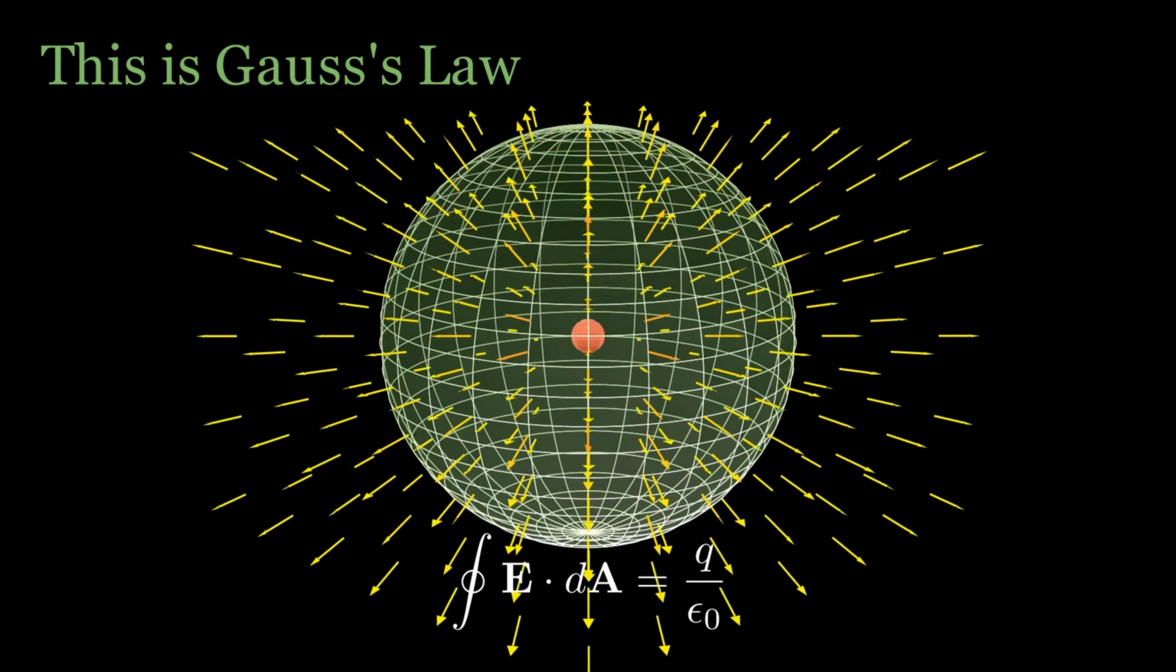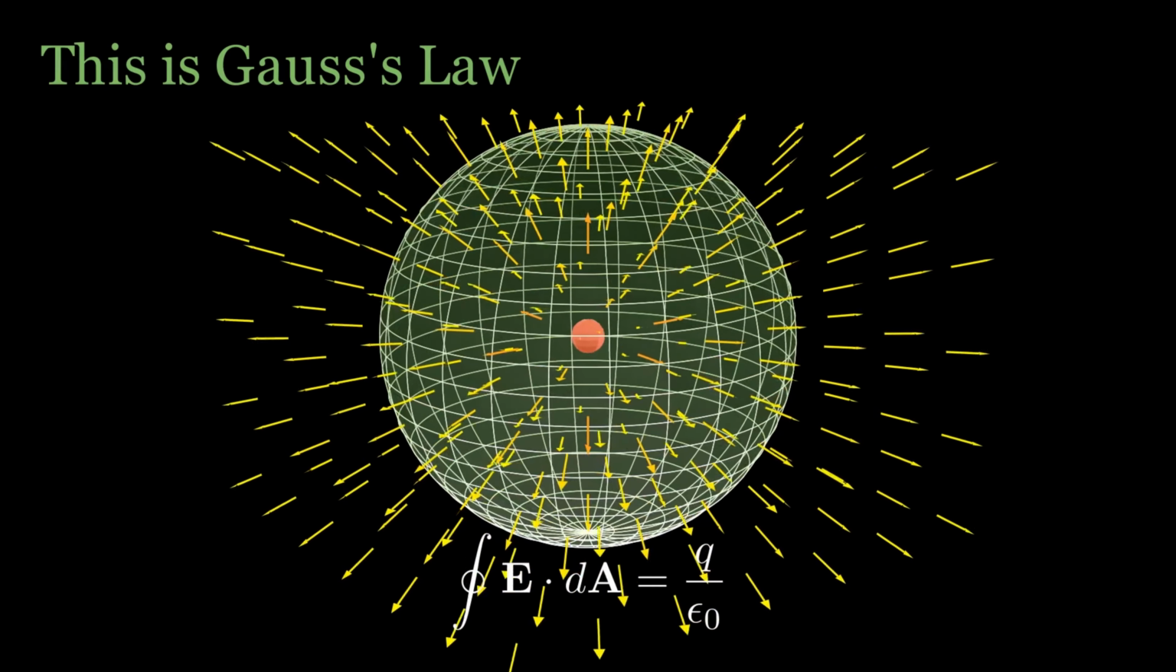We need to choose a specific surface called a Gaussian surface that simplifies our calculations. There are three critical criteria. Number one, it must be a closed surface. Second, the electric field must be parallel or perpendicular to the area vector. Third, the magnitude of the electric field must be constant everywhere on that surface.